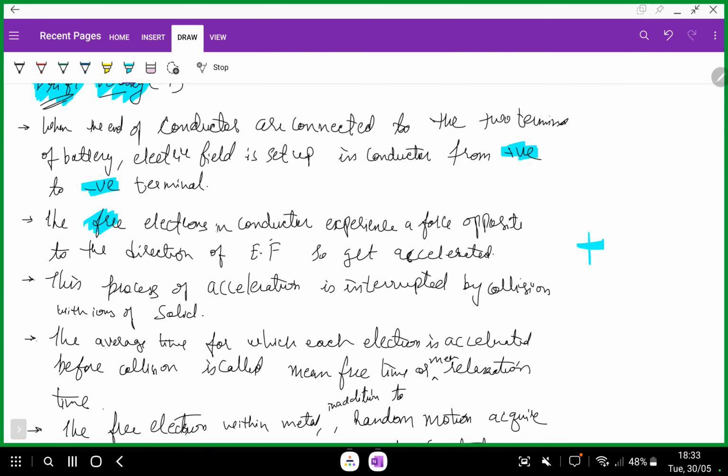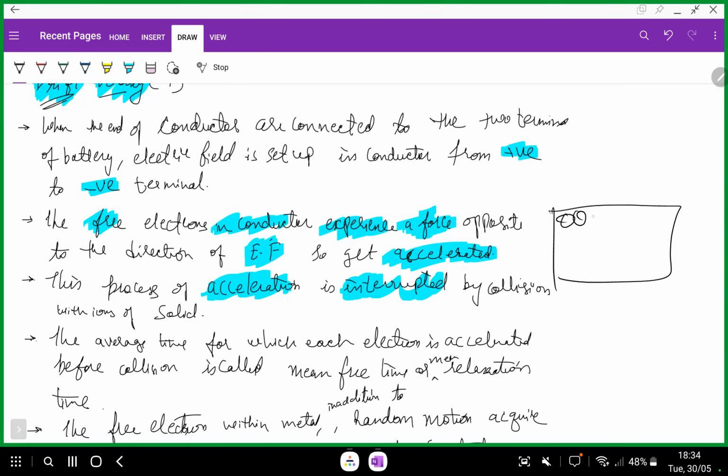Now, the free electrons in a conductor experience a force. If there is a conductor, obviously there are free electrons, only then it can conduct. A conductor has free electrons to conduct. An insulator doesn't have them, so they are non-conductors, they're called insulators. So free electrons in a conductor experience a force opposite to the direction of the electric field, so they get accelerated. This acceleration of electrons is interrupted in solids, because in solids the particles are tightly packed and nearby.